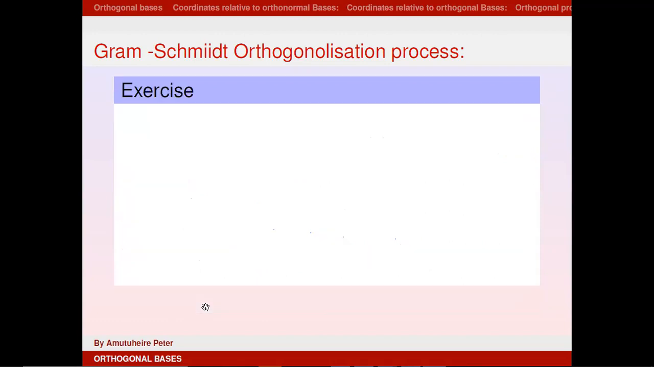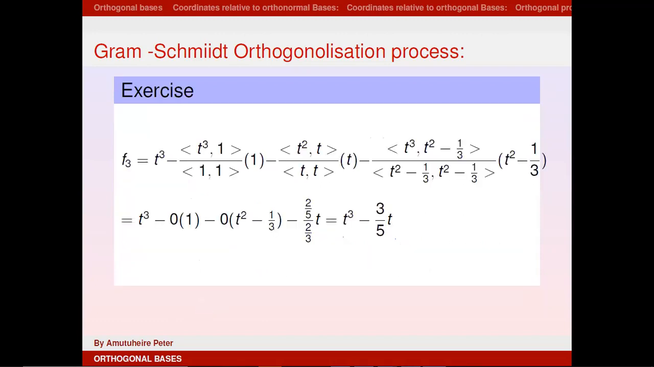So the last step is to get F3. To get F3, we take T cubed minus the component of T cubed that is orthogonal to the space W3 spanned by F2, F1, and F naught. So that is T cubed minus the term for the space spanned by F naught, which is the inner product of T cubed with 1, over the inner product of 1 with 1, times 1.